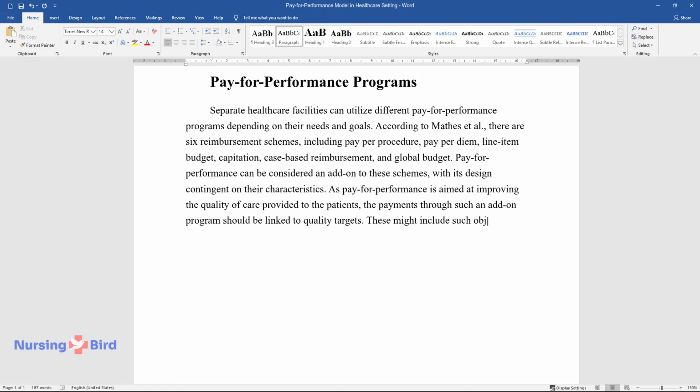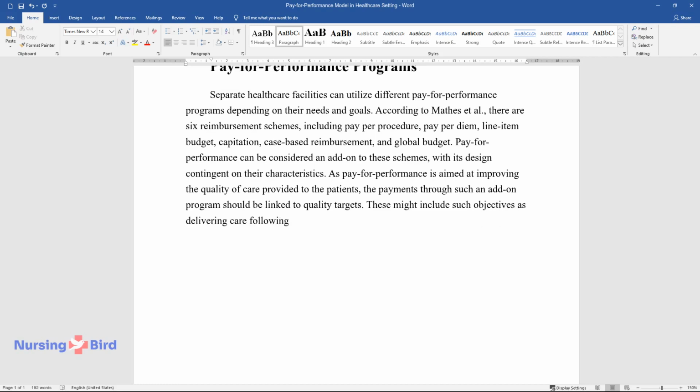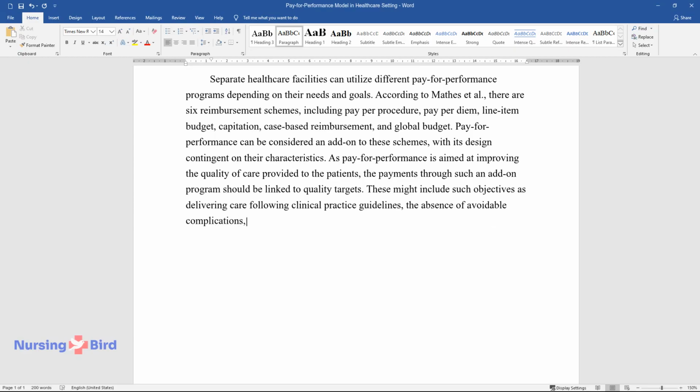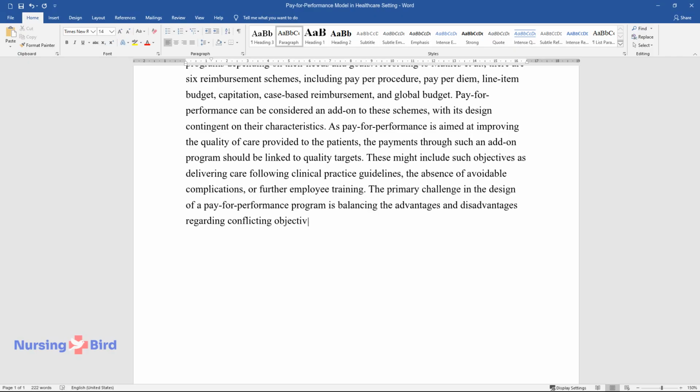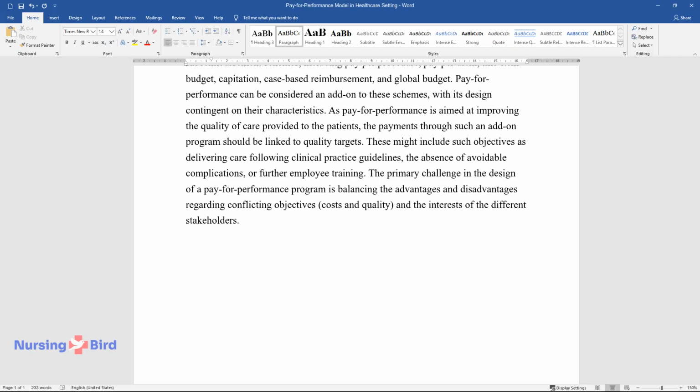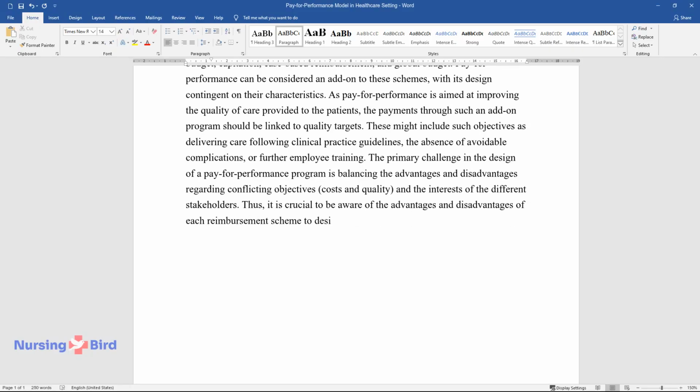These might include such objectives as delivering care following clinical practice guidelines, the absence of avoidable complications, or further employee training. The primary challenge in the design of a pay-for-performance program is balancing the advantages and disadvantages regarding conflicting objectives, costs and quality, and the interests of the different stakeholders. Thus, it is crucial to be aware of the advantages and disadvantages of each reimbursement scheme to design a complementary pay-for-performance program.